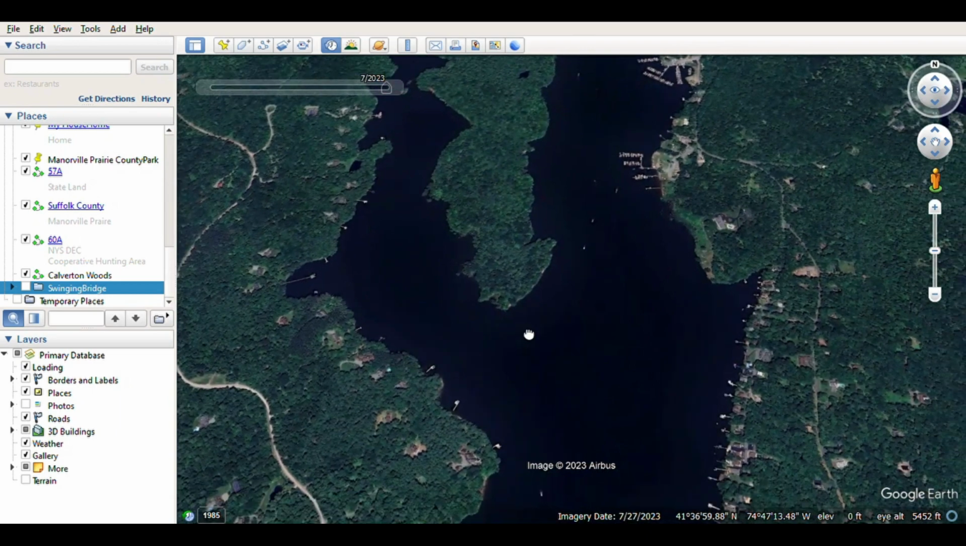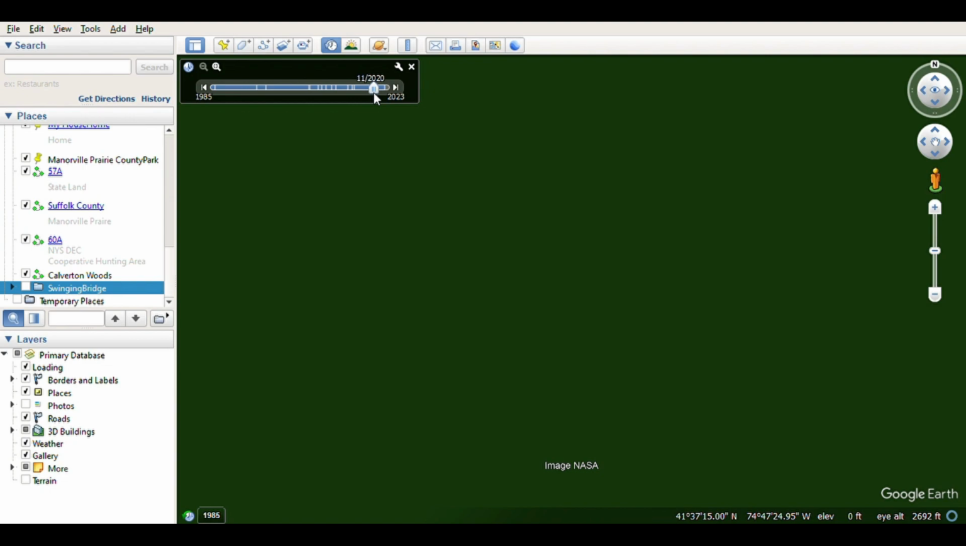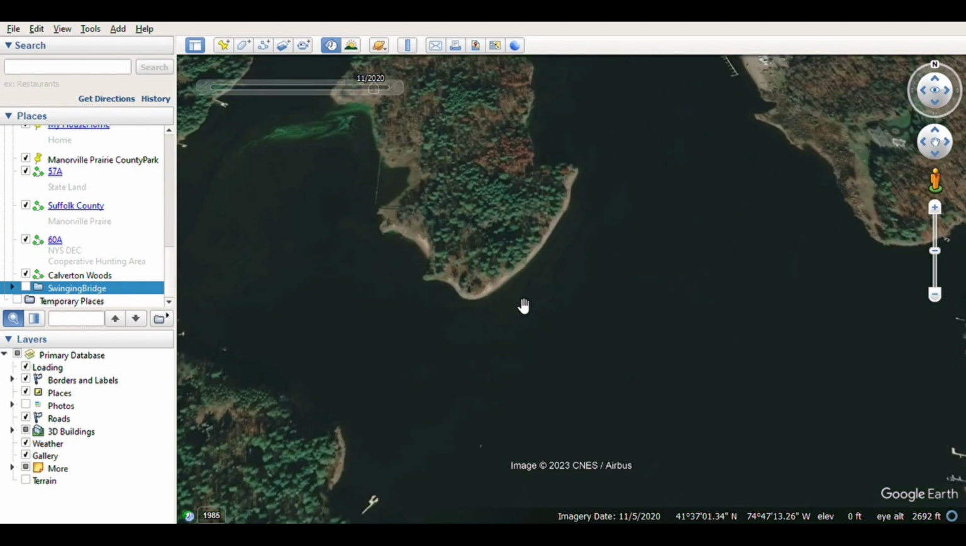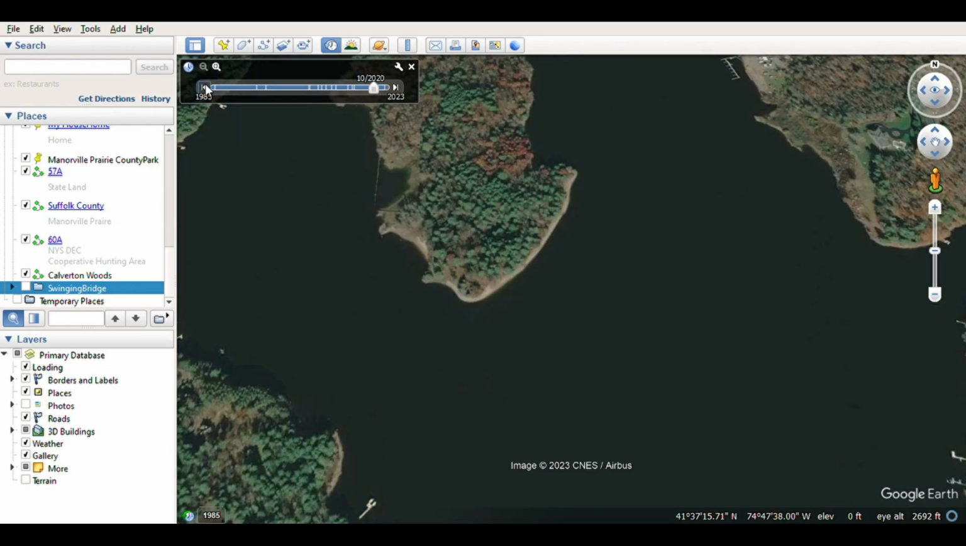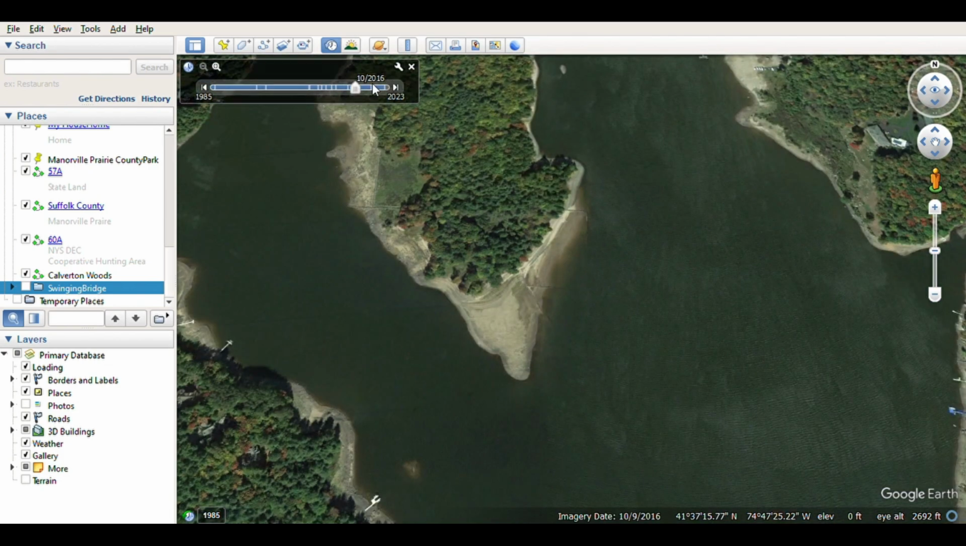Now here's a good example where you can see this nice point right here, and the water goes right up to the tree line. Now if I take it back, you can see the water level is down in November of 2020. If we go back another year, another month, that's the same. So now this is 2016, so this is 4 years beforehand. So the water level is a lot further down than where it is. So now you can actually see how far this point sticks out.